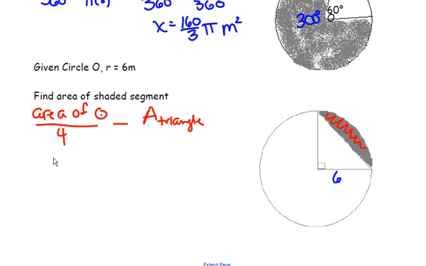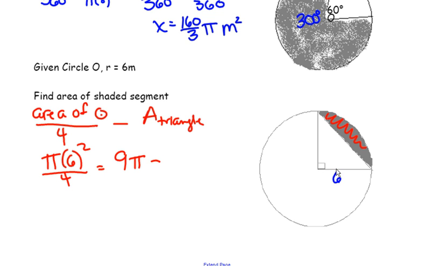Okay, so the area of my circle is going to be pi times 6 squared, and I'm going to divide that by 4 because this is a 90-degree angle. All right, so that's 36 pi divided by 4, which is 9 pi. All right, that is the area of my circle, and then I need to subtract the area of my triangle.